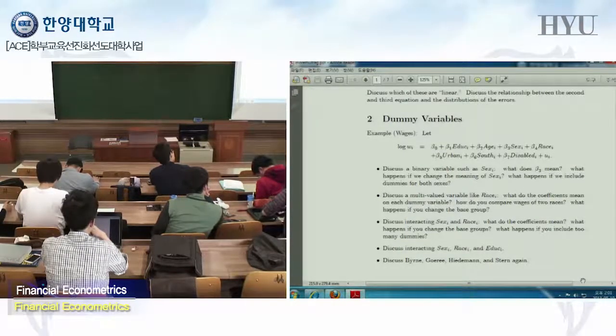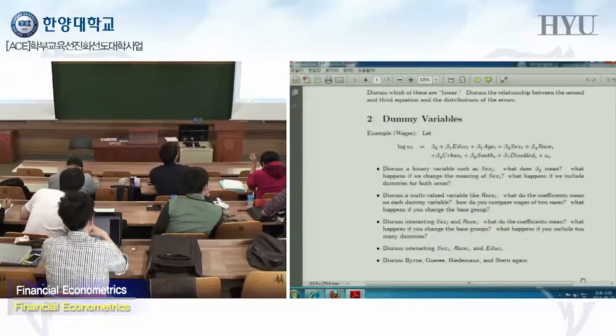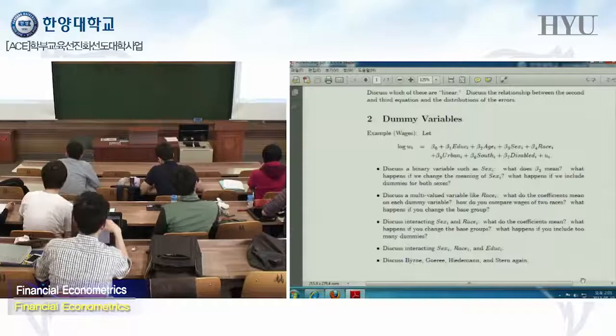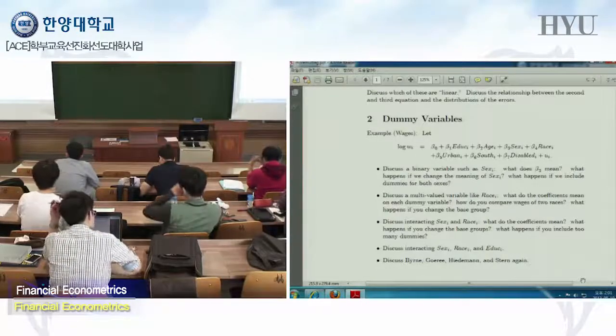Then the question is, what does β3 mean? What happens if we change the meaning of the sex variable? What happens if we include the dummies for both sexes? Okay, let's do it one by one. Suppose we make the gender variable male 1, female 0, and suppose we run the regression and estimate β3. What would this mean?